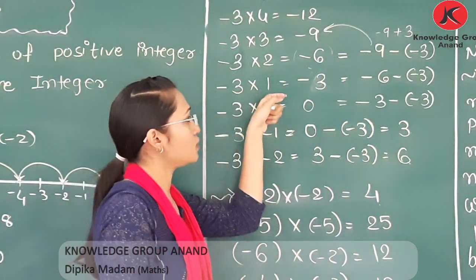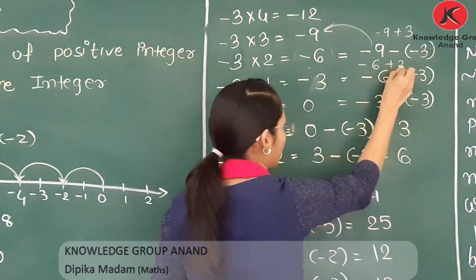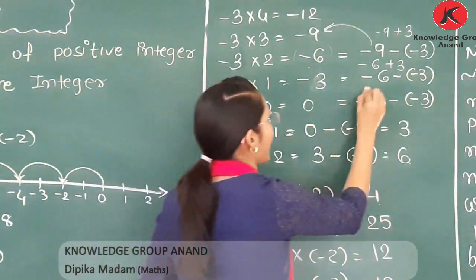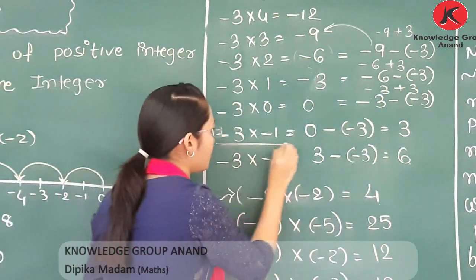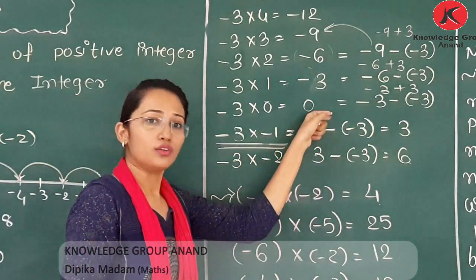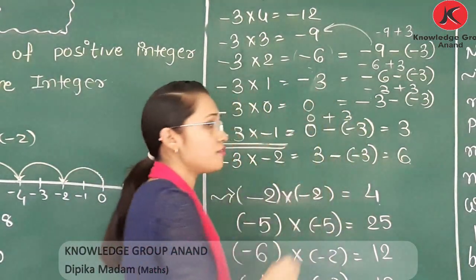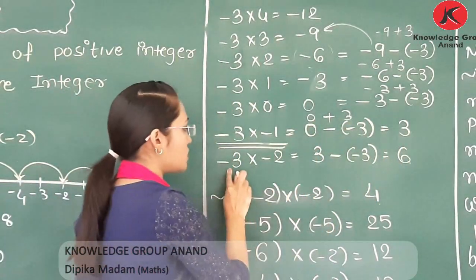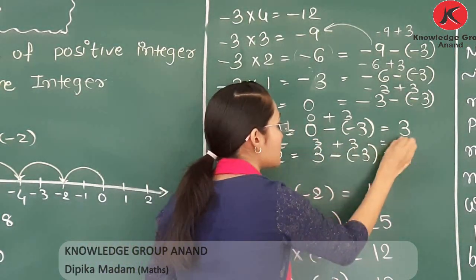Same, -3 × 1 is -3. How? -6 plus 3 is -3. Now how do we get -3 × 0? It is -3 plus 3, that is 0. Now -3 multiplied by -1, how can we get it? We need to add 3 to 0. So 0 minus minus 3 is nothing but the addition of 3. Minus minus is plus, so 0 plus 3 is 3. -3 multiplied by -2 is 3 plus 3, that is 6.